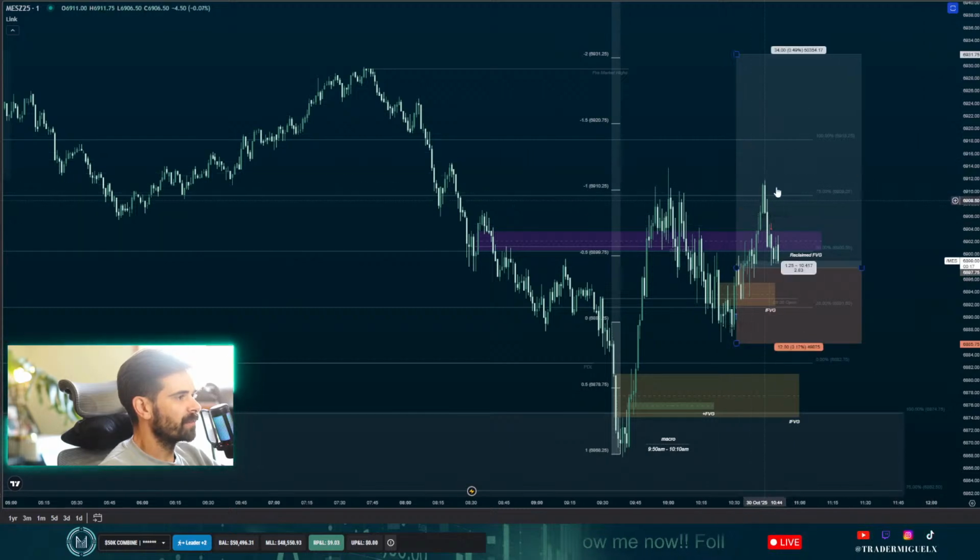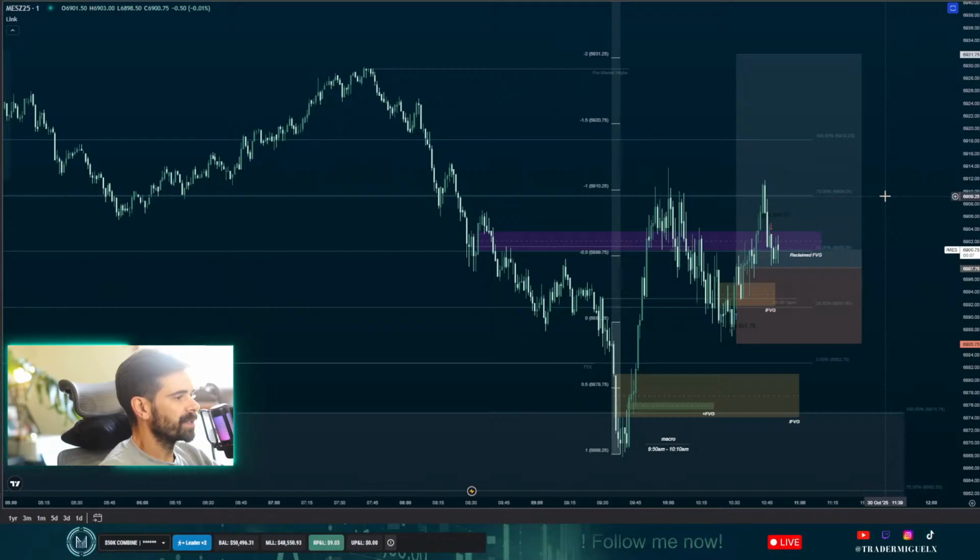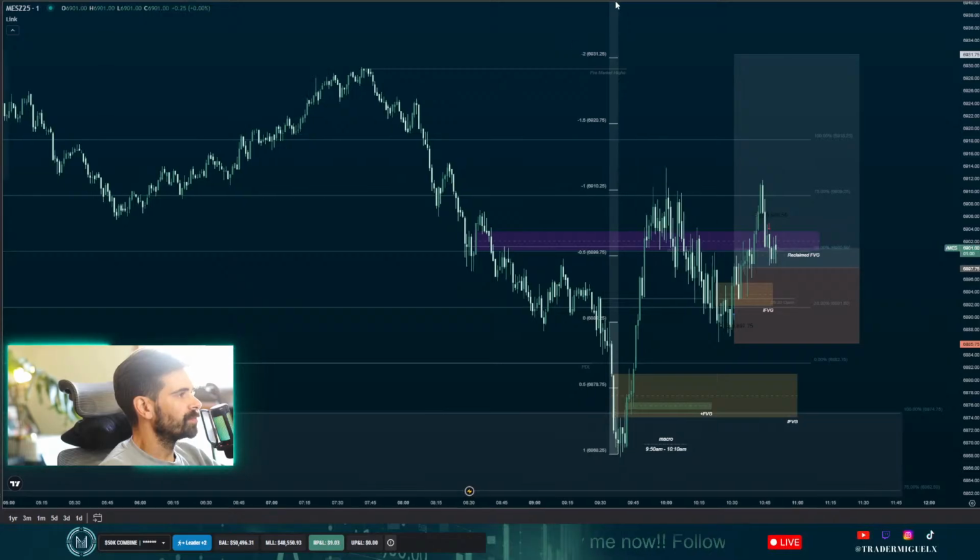Yeah, I should have taken a partial here, honestly, at -1. I aimed for the top of the wick here, but it is what it is. So not an easy day, I guess. Not an easy day to trade.